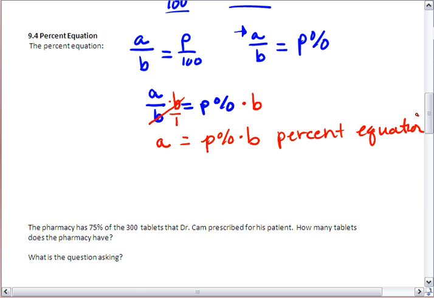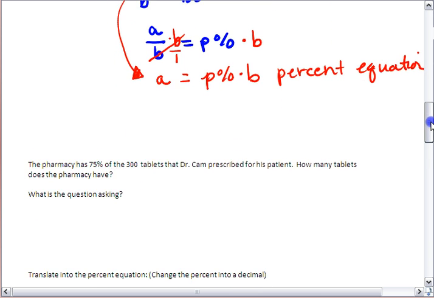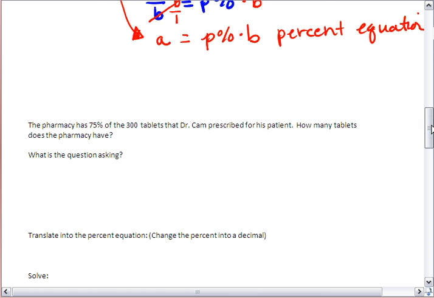It's actually the same as the percent proportion, it's just written in a different way. So these two things are the same thing, they're just written differently. Okay, so let's apply this. We have a pharmacy that has 75% of 300 tablets that Dr. Cam prescribed for his patients. How many tablets does the pharmacy have?